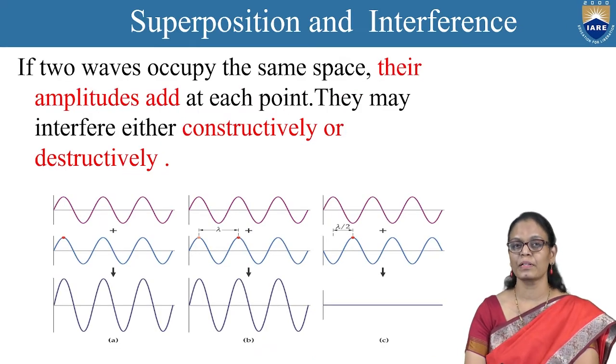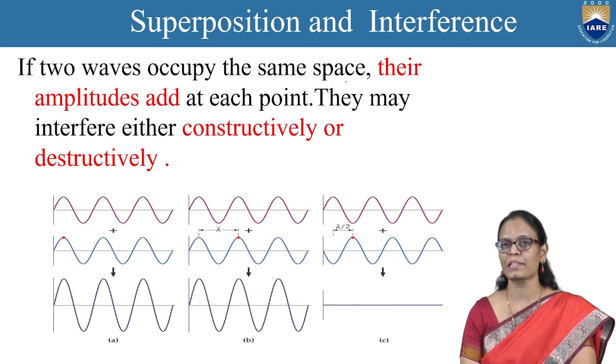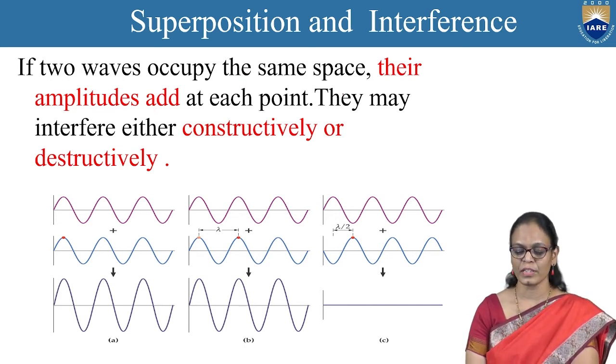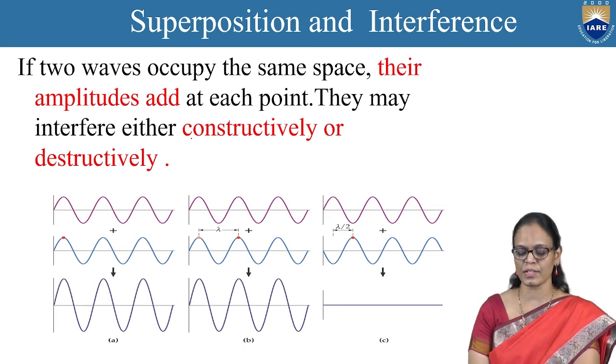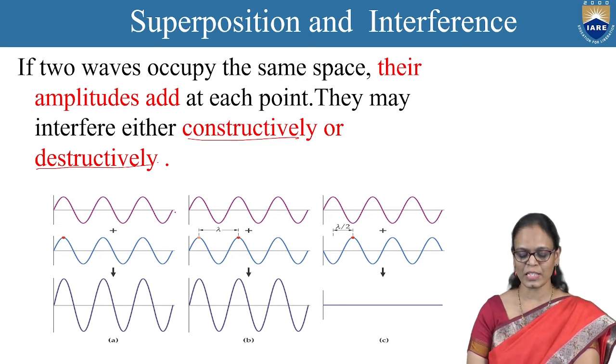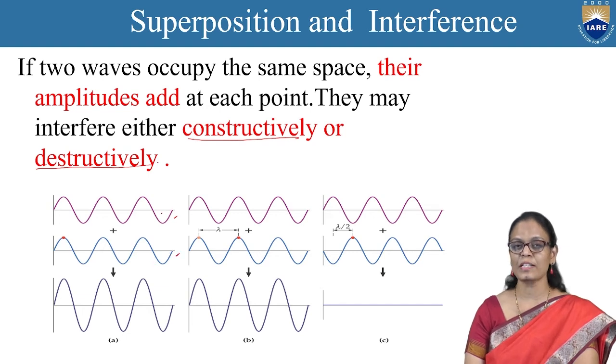Here we have the example. If two waves occupy the same phase, their amplitudes add at each point. They may either interfere constructively or destructively. We are going to see two types here, constructive interference and destructive interference. Now we see the first case, A. This is the first wave and this is the second wave. Obviously, if you see, the frequency is the same.